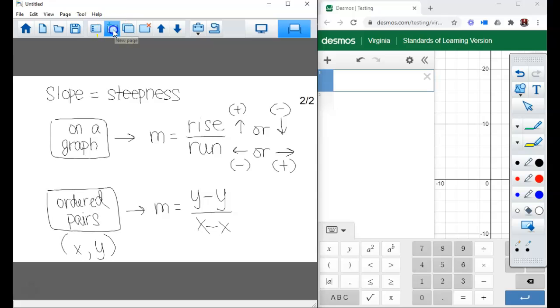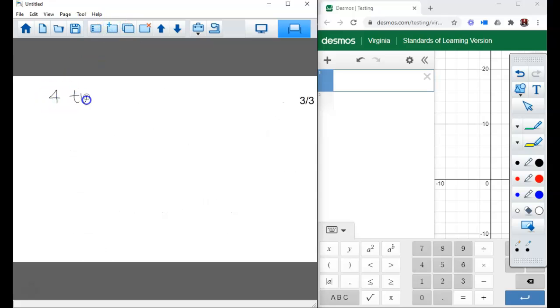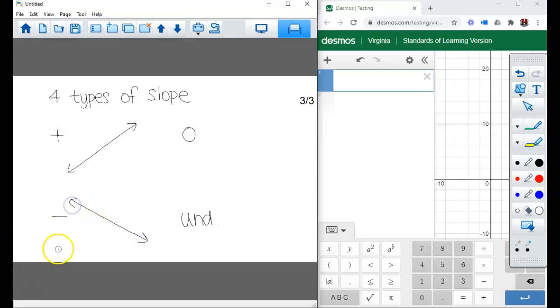Now, in addition to this, we have also learned that there are four types of slope, and those are positive, negative, 0, and undefined. Positive slopes go uphill. Negative slopes go downhill. 0 slopes are horizontal or flat, and undefined slopes go up and down. They are vertical.